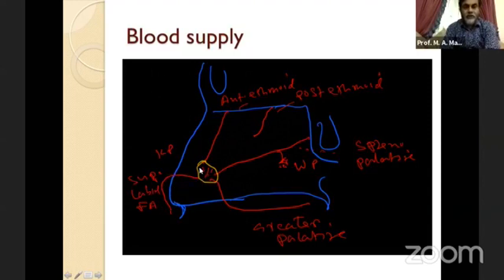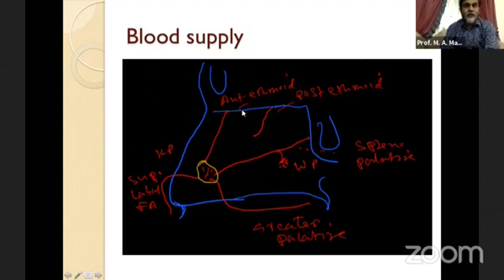So all these arteries make an anastomosis at the anterior inferior part of the nasal septum, and that part is called Little's area, and the plexus is called Kiesselbach's plexus. There is another plexus here, a branch of the sphenopalatine artery, and this is called Woodruff's plexus. The site of epistaxis, or bleeding of the nose, is mostly Kiesselbach's plexus.